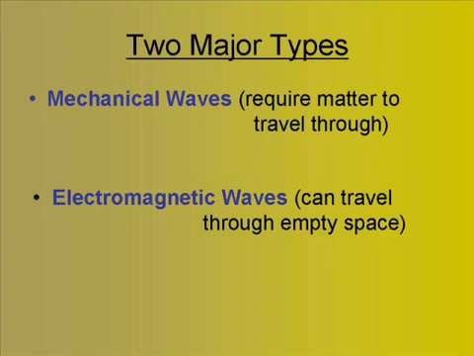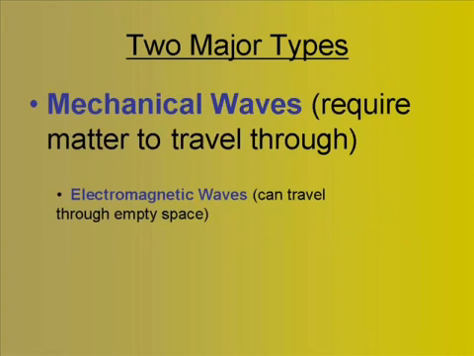There are two major types of waves, and it is important to distinguish them. Mechanical waves are those that require matter for the energy to flow through. The second type are electromagnetic waves, which don't need any matter to travel. In fact, they can travel right through empty space. Let's first start by talking about mechanical waves.